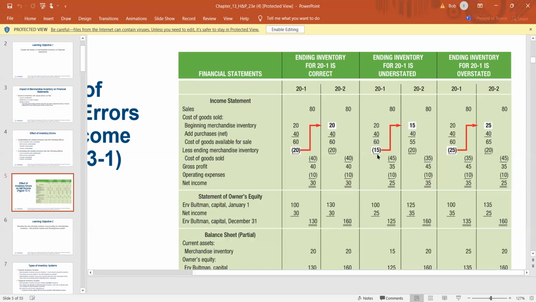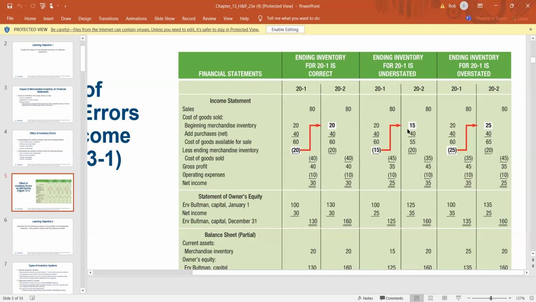They didn't count that stuff on the wall over there. They undercounted. So as a result, they are going to show a difference in the net income. The difference in these two mistakes is $5,000. So take a look at what the net income is for year one. It's $25,000. That's wrong. We know that's wrong. It should have been 30.